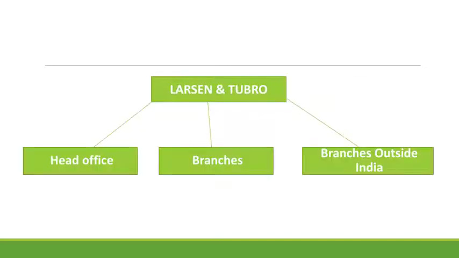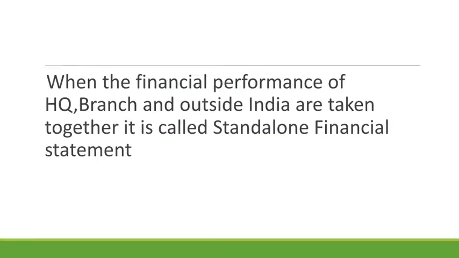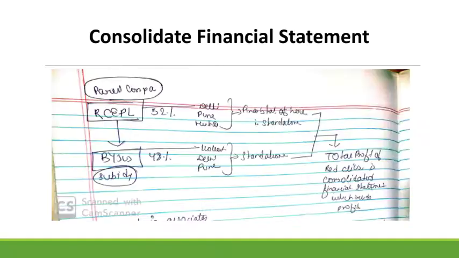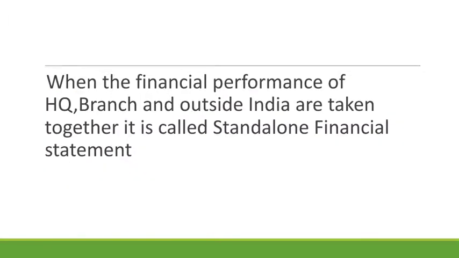Now you must wonder, right? I am taking the financial statement of the head office as well, branches as well, branches outside India as well, but still I am saying it's not a consolidated financial statement. So remember this first, that when the financial performance of the head office, branches, and outside India branches is taken, it is known as a standalone financial statement. So now what is a consolidated financial statement? For this, we need to understand subsidiaries. Suppose Tata Sons. Tata Sons is the holding company, means it is the main parent company.